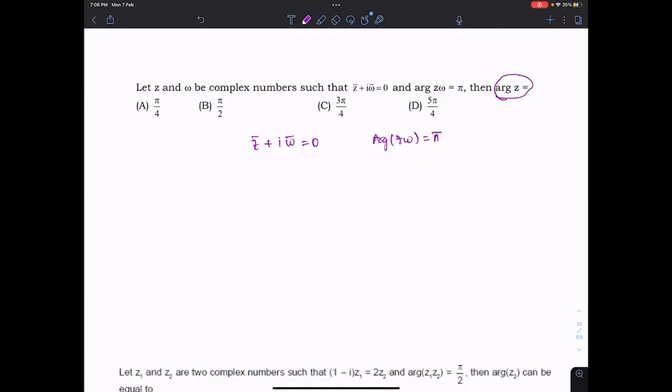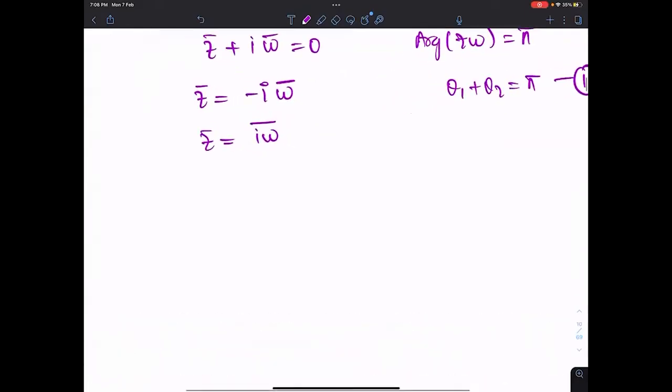Okay. Let's say argument of Z is theta 1 and argument of this W, whichever is there, is theta 2. Okay. Then what is argument of ZW? Theta 1 plus theta 2. How much is it? Pi. Okay, let's say equation 1. Now, if you observe this one, what is Z bar? It is minus i W bar. Correct? Or you can say Z bar is iW whole bar. You can say like that, no? Because i bar is minus i. So you can apply conjugate on both sides. You will get Z is equals to i omega.